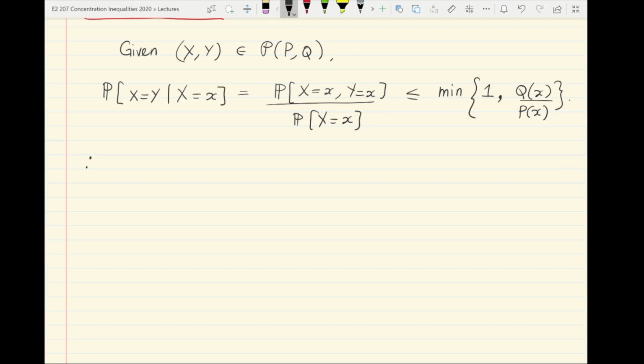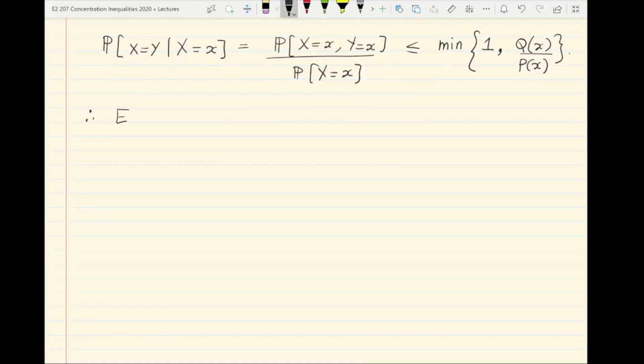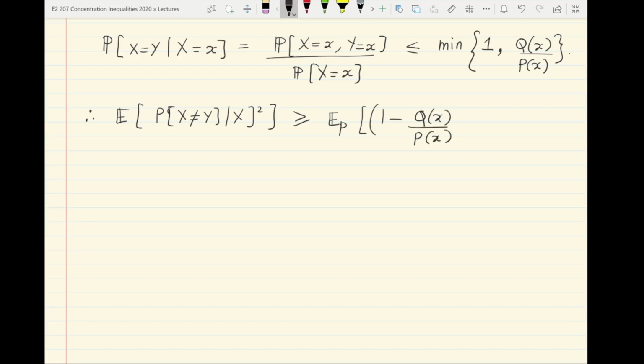Okay, so therefore the expected value of P(X not equal to Y | X) the whole square, which is one part of the lemma's left hand side, is lower bounded by the expected value of (1 minus q(x) by p(x))_+ the whole square, just by algebra, and this we know is equal to d2 square(Q||P), or d2(Q||P) square.